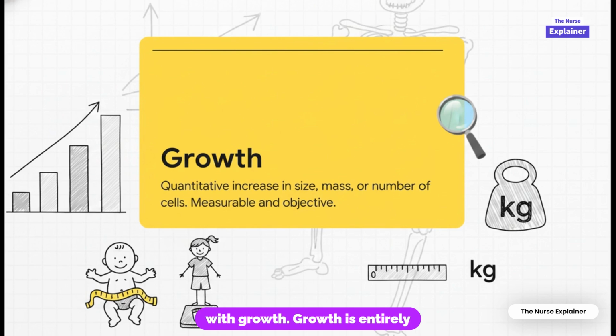Let's start with growth. Growth is entirely quantitative. It's measurable, it's objective, it's physical. When we talk about growth, we're talking about body dimensions you can actually plot on a chart using centimeters, millimeters, or kilograms. For instance, when you document an infant gaining 2 kilograms in a single month, or maybe an X-ray shows a child's bones increasing in length, that is growth.